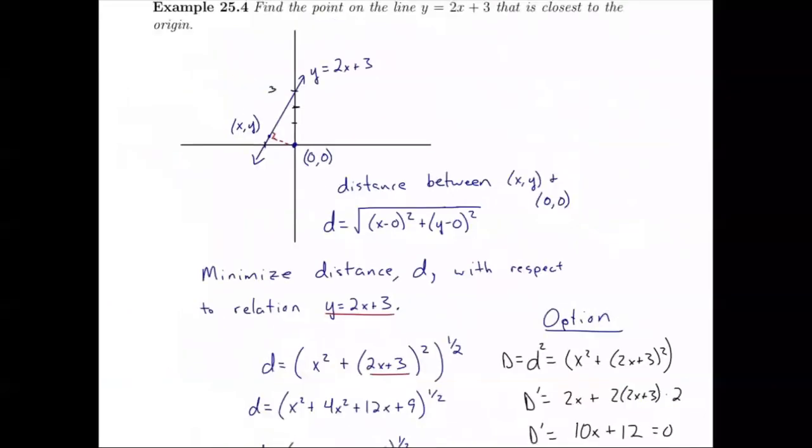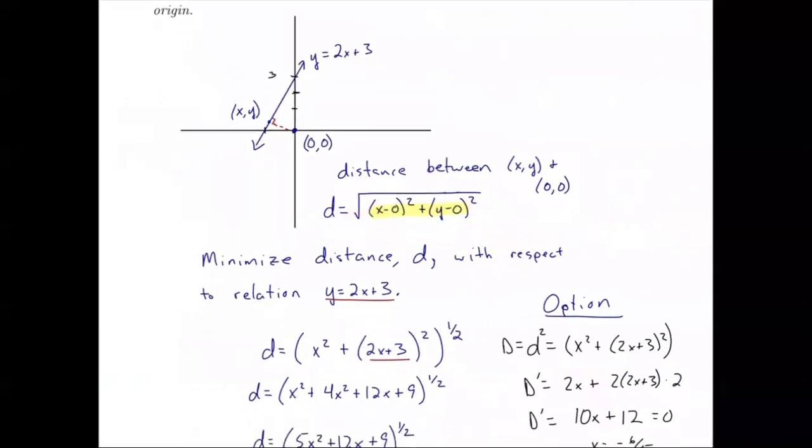Okay, so this is the thing we're trying to minimize. We want to find the minimum distance. And, well, the problem is this thing is defined in terms of two variables right now. X squared and y squared are in there. So we need that to be in terms of either x or y.